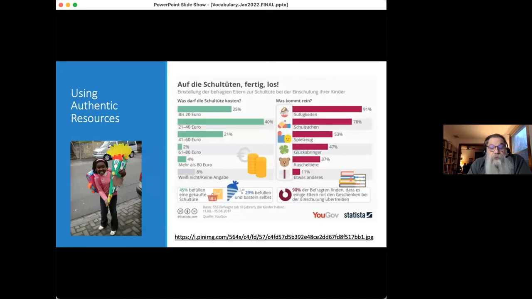Here's an example for a German Checkpoint A unit with an anchor topic relating to education on the cultural custom of the Schultüte given to German kids on the first day of first grade. The graphic gives some great visual support for understanding and talking about the common contents of the Schultüte and how much parents or grandparents spend on them. And again, it's a very simple word level with graphical representation.